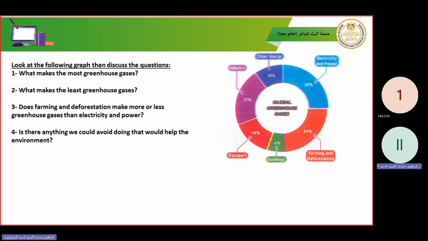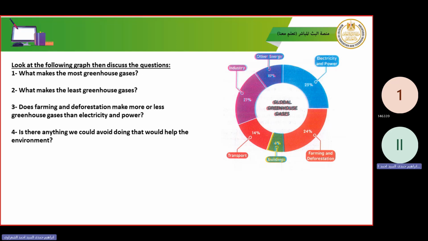This is a graph. Well, I think this is the first time I show you a graph. Look at the following graph, then discuss the questions. As you can see, in the middle, the focal point of the graph tells us the global greenhouse gases and gives us the rates of each gas and its effect.